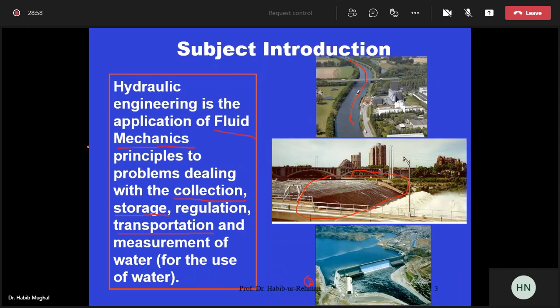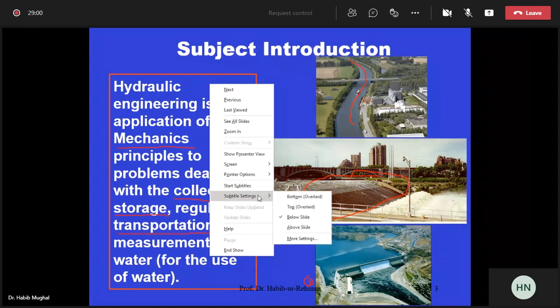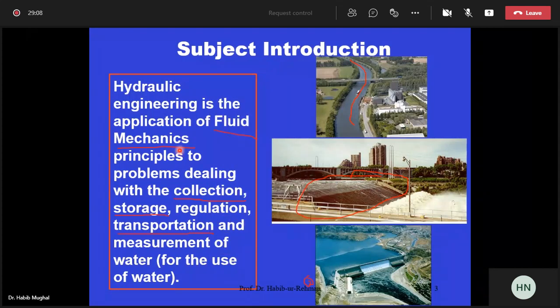Now what is this subject? Hydraulic engineering is basically the application of principles of fluid mechanics to problems dealing with the collection of water, storage of water, regulation of water, transportation of water, and measurement of water. Why? For everything for water, because we want to use water. Now, by the way, how do we collect water? Or where do we collect water? Where do we collect water?